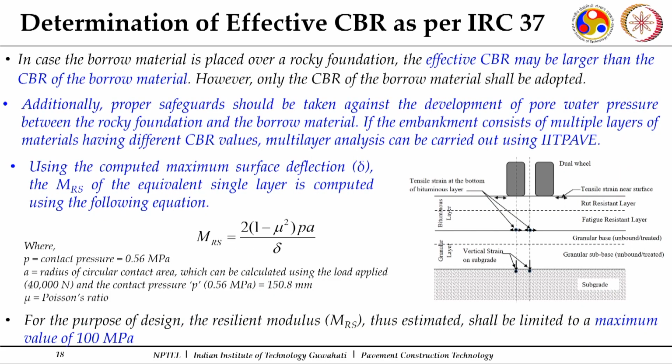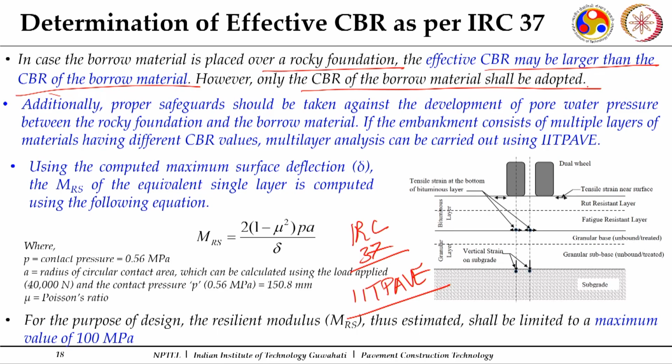Now, as I mentioned, for flexible pavement design IRC 37 gives the software IITPAVE for working out the different crust compositions. As I earlier mentioned, if we are working on a rocky foundation, only the CBR of the borrow area will be considered. Even if rocky strata is there, I will not consider an effective CBR to be more than that. But if it is below 1, which is weaker, then I will work out the effective CBR, to keep my structure safe.